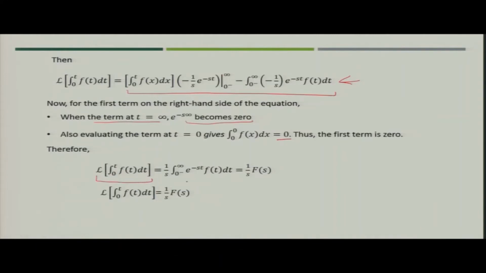So, finally, what we are left with is that the Laplace of the integration between 0 to t f(t) dt is nothing but 1 by s integral 0 to infinity e to the power minus st f(t) dt, and this is nothing but the Laplace of f(t). So, what we get finally is that the Laplace of the integration between 0 to t f(t) dt is nothing but 1 by s F(s).